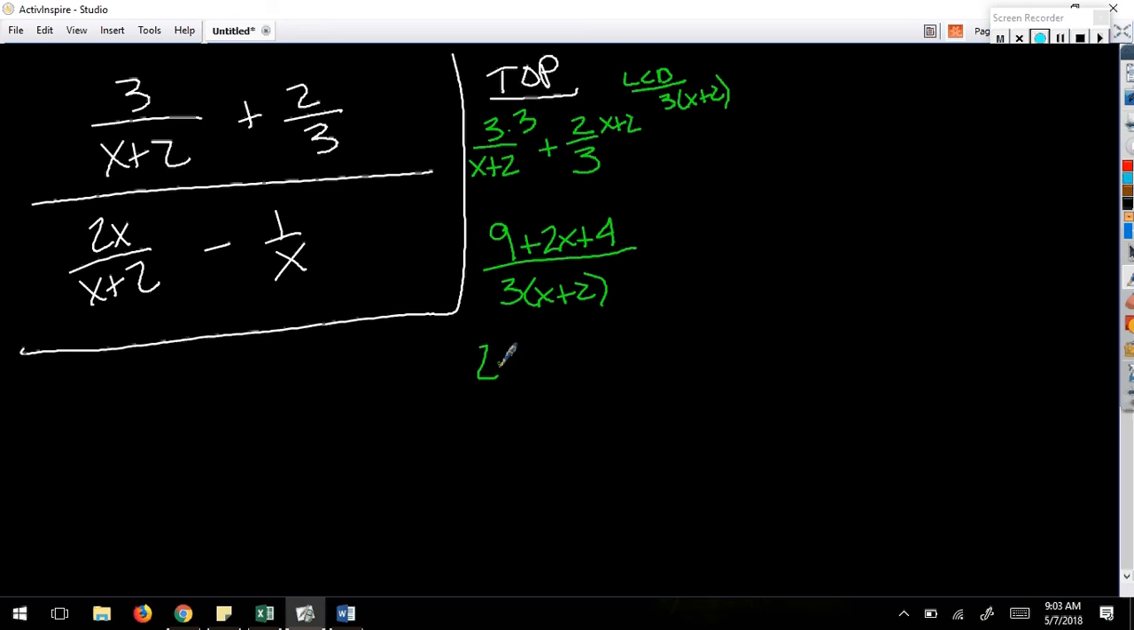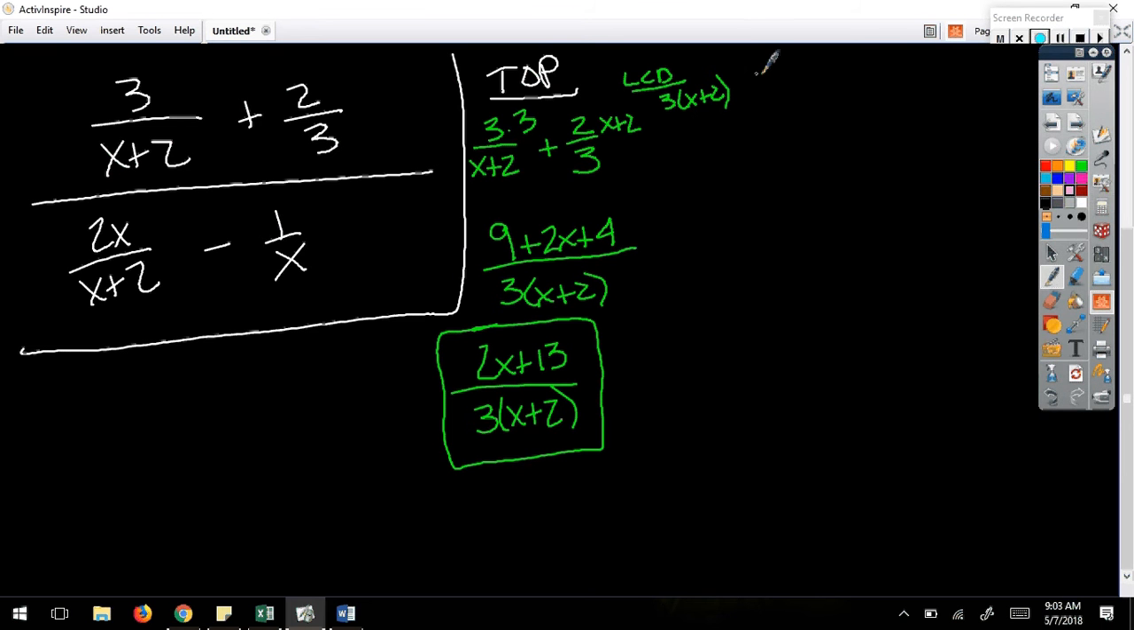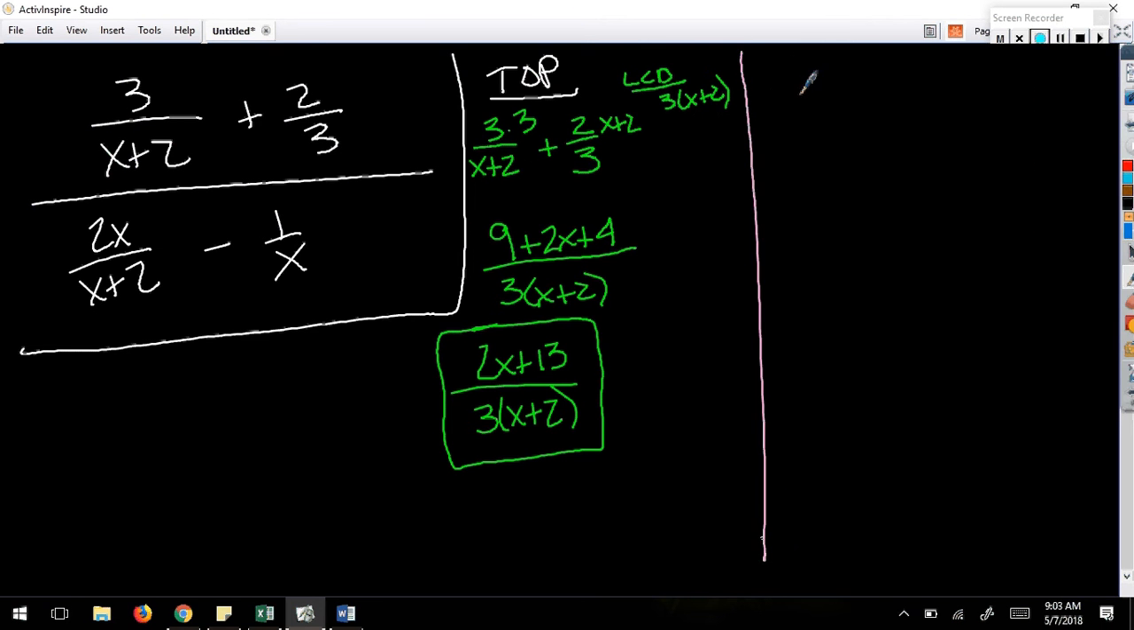All right, so I have 2x plus 13 over 3 times x plus 2. Can anything be factored any further there? No, you can't take anything out of the top. It's not a quadratic. So that is my simplified top. Does that make sense? Okay. Let's look at the bottom then. So now I'm going to do the bottom.